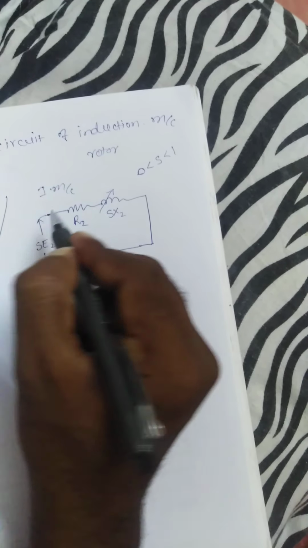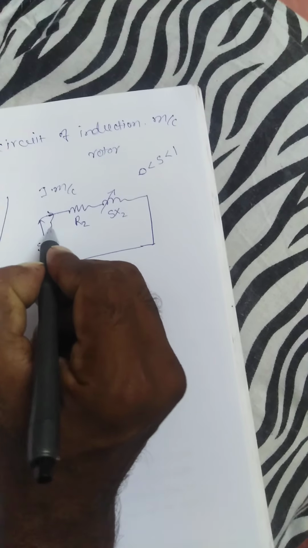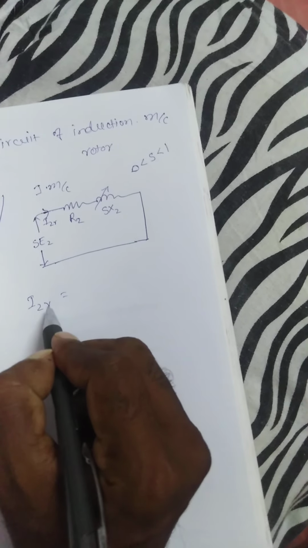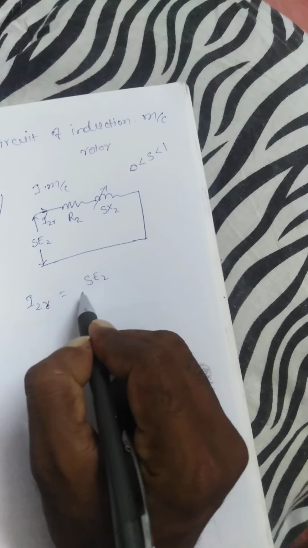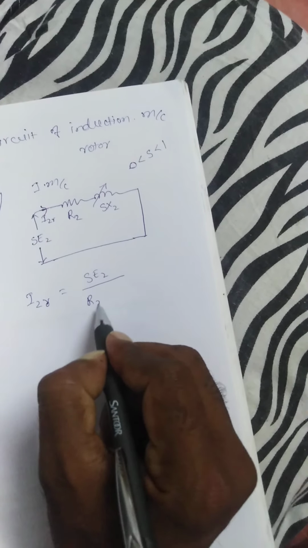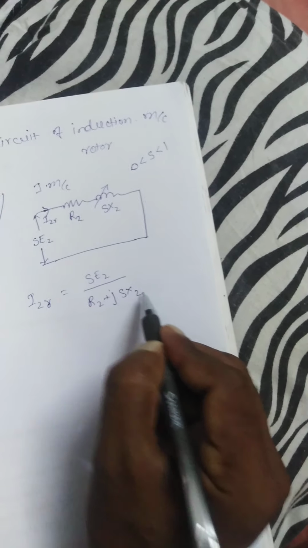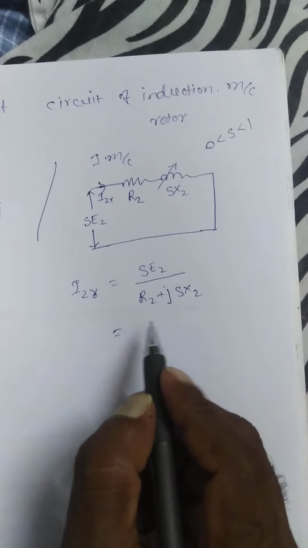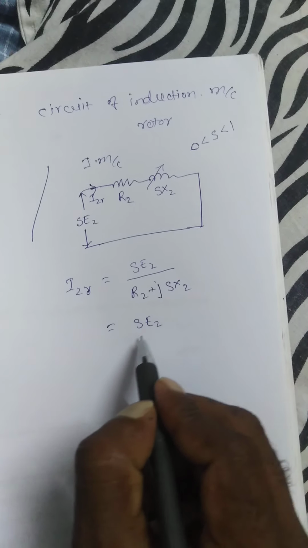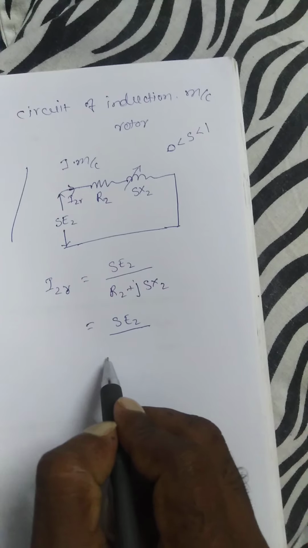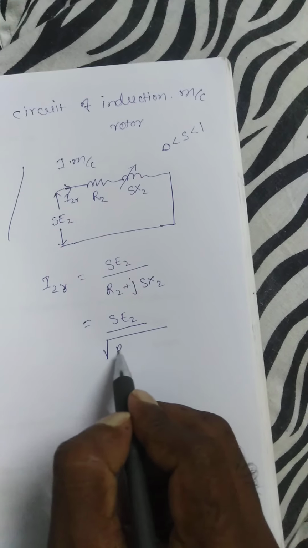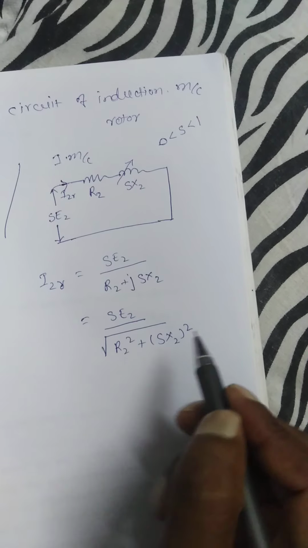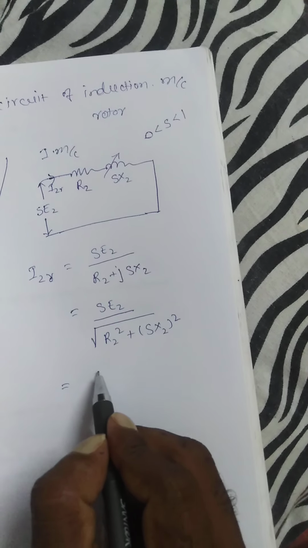In the rotor circuit of the induction machine, this is the rotor current I2R. The rotor current I2R equals rotor EMF by rotor impedance, sE2 by R2 plus jsX2, which can be written as sE2 by the square root of R2 squared plus (sX2) squared.